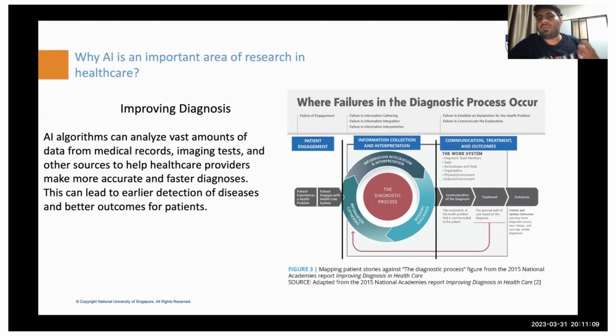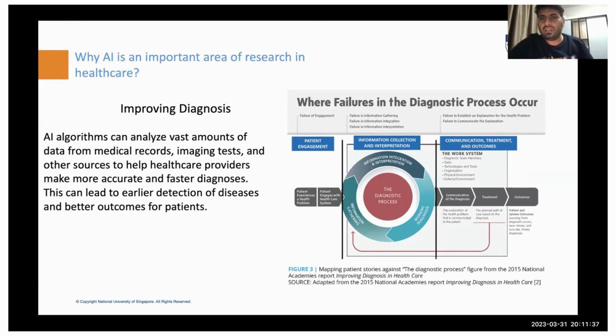AI can draw from the history, the combinations, whatever we have from the data sets, and it can come out with a proper engagement process. And there might be a failure in gathering the information about the patient, integrating it, or interpreting it in the proper way, right? If it is disease X, interpreting it into the particular disease, there's a huge gap, there's a failure.